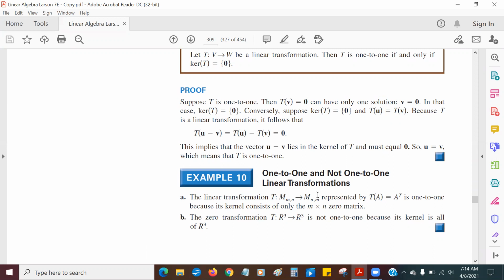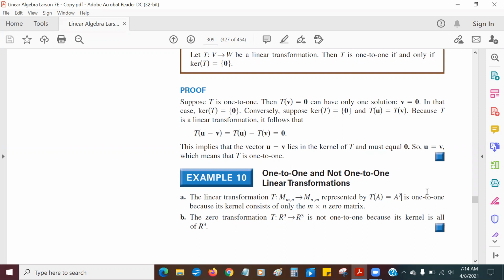And the particular function is the transpose. So T of A is equal to A transpose. By the way, that T right there and that T right there are not the same thing, because this T over here is the transformation. That T up there stands for transpose. That happens to be the particular letter. It just so happens that we use the same letter for that.